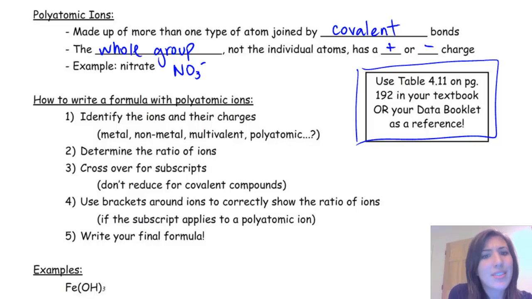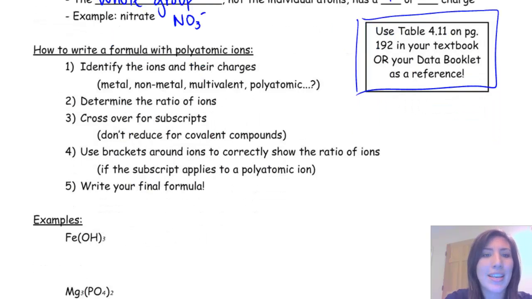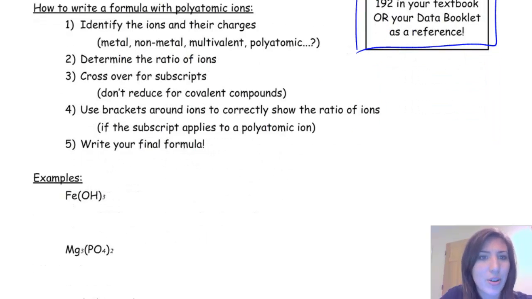So what do you do with these guys? How do you put them into a naming category? So first of all, you need to identify the ions that you're working with and what their charges are. Is it a metal? Is it a non-metal? Is it a multivalent metal? Is it a polyatomic ion? Then you need to determine the ratio, how many of one versus how many of another. Cross over for your subscripts.